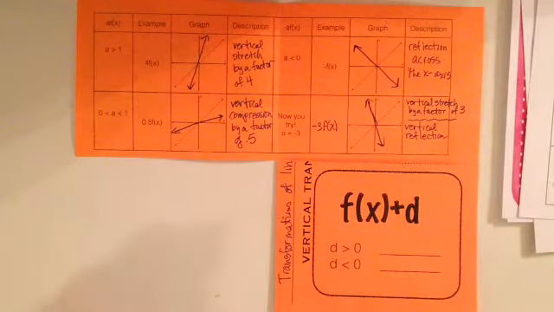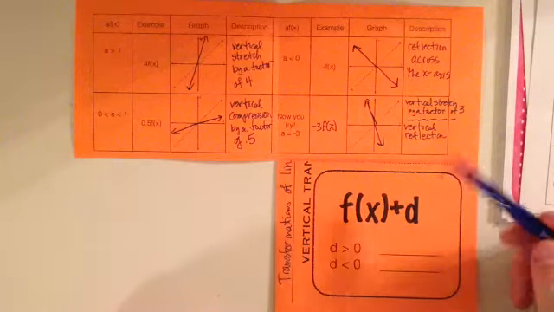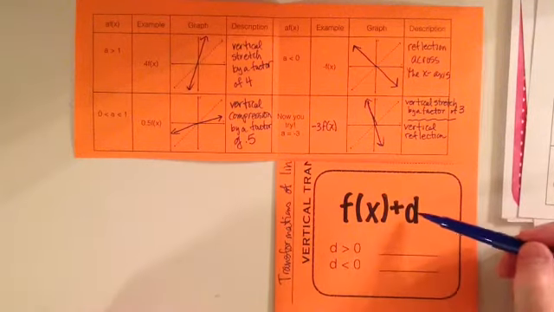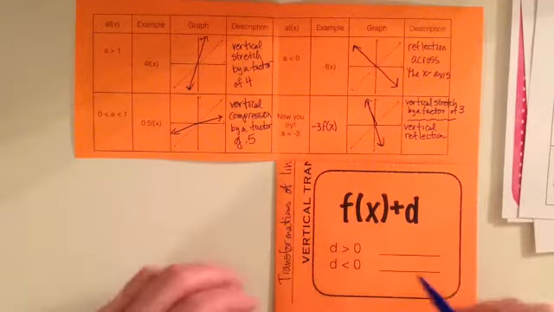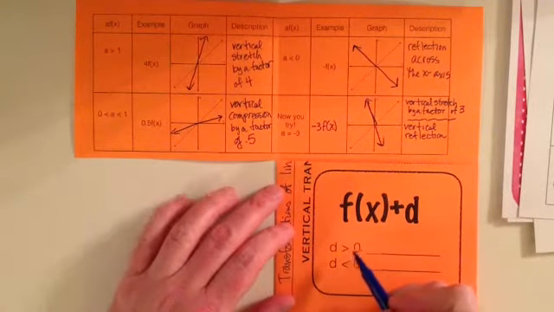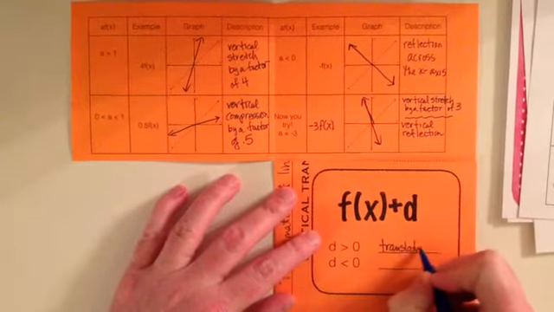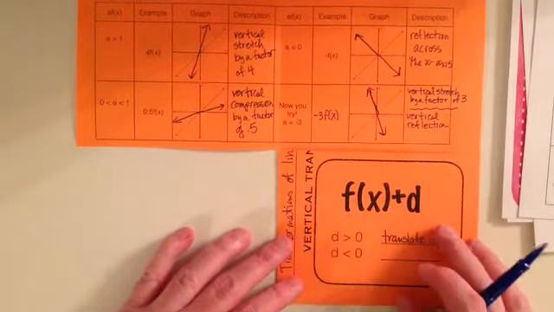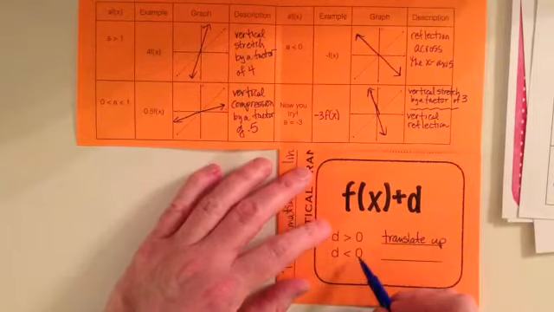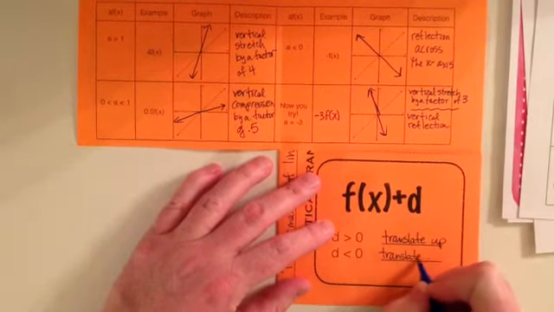Now we are going to look at what happens when we use D. D is always going to be either added or subtracted from the function. So, if D is greater than 0, then we're going to translate up, because D would be positive, and positive, we go up. If D is less than 0, that means D is negative, then we're going to translate the entire line down.